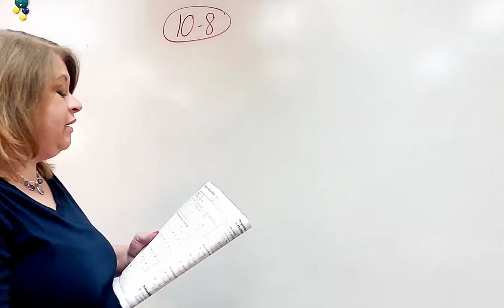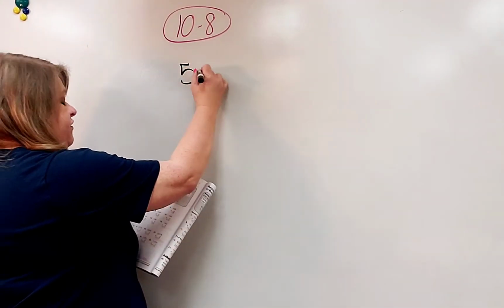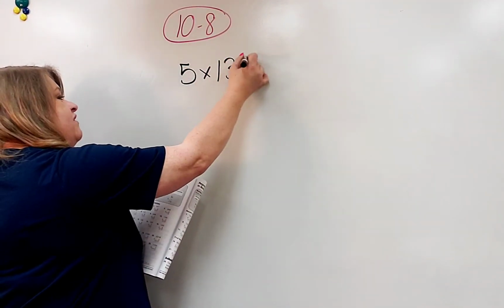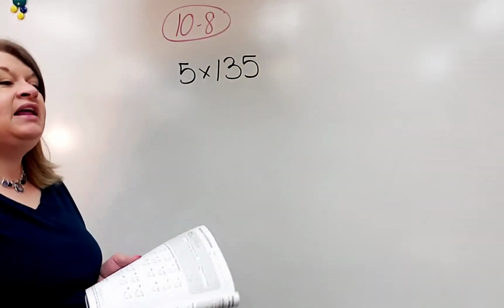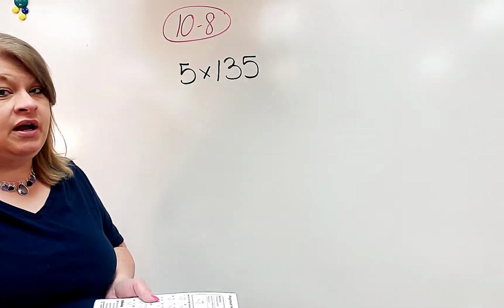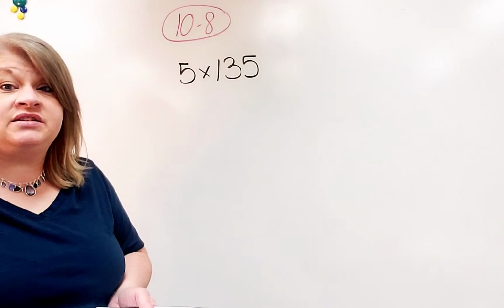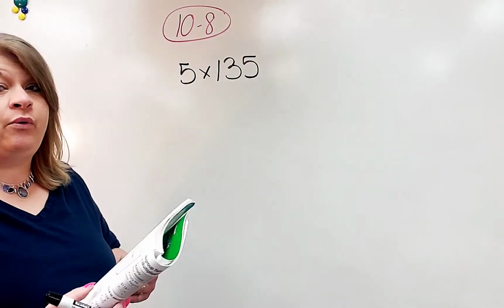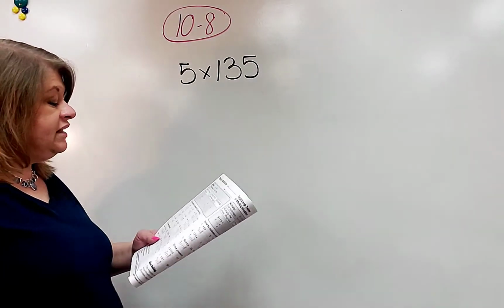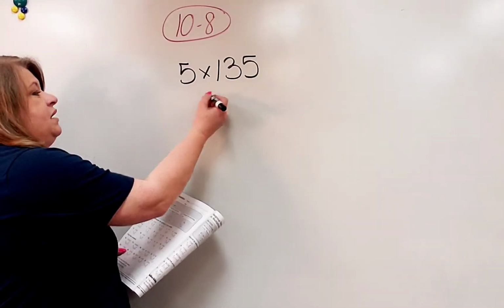Okay, the example in the gray box says 5 times 135. I can estimate quickly in my head. 135 rounds to 100. 5 times 100 is 500. So that way I know about what my answer should be. So now let's look here at the gray box problem.